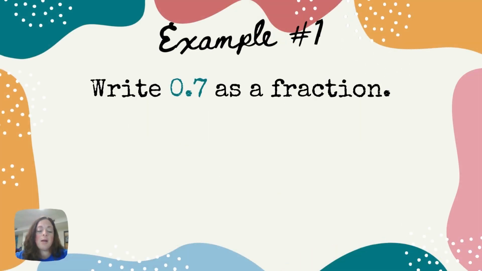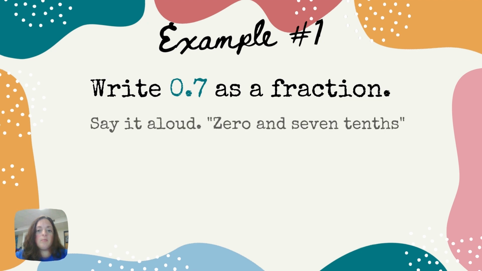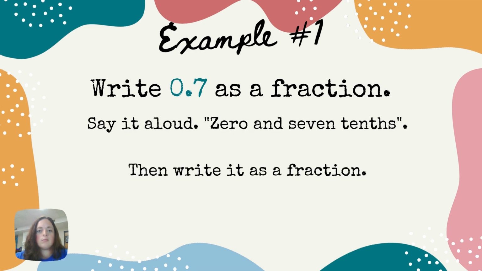Let's look at a few examples of problems you might have to do. Example number 1, write 0.7 as a fraction. The first step is to say it out loud correctly using the place value terminology. 0.7 is actually 0 and 7 tenths. Now we write it as a fraction. 7 tenths, that's easy enough. And that's exactly what it looks like, 7 tenths. So 0.7 as a decimal is equal to 7 tenths as a fraction.